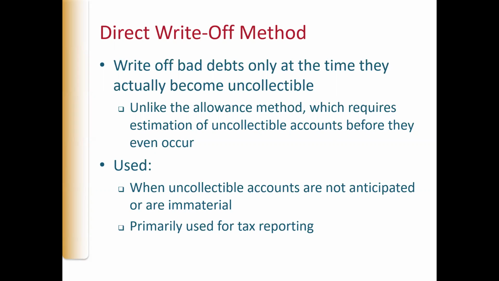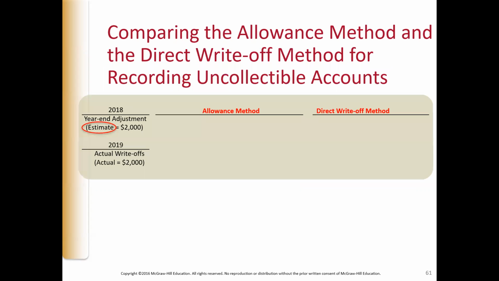So uncollectible accounts under the direct write-off method aren't material at all. And so when you do the direct write-off method, you literally just take a bad debt expense when you write off the account. There is no estimate that's needed. So under the allowance method, we estimate it. But under the direct write-off method, you don't estimate anything.